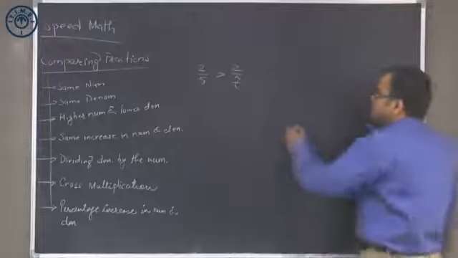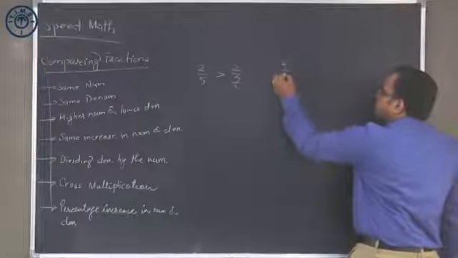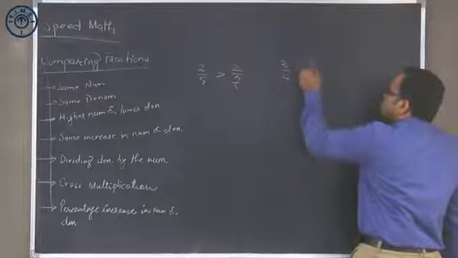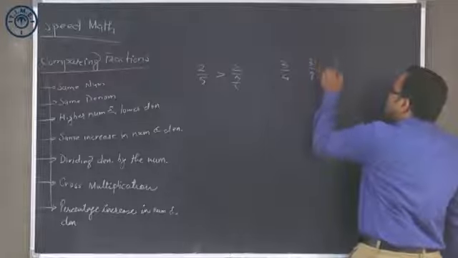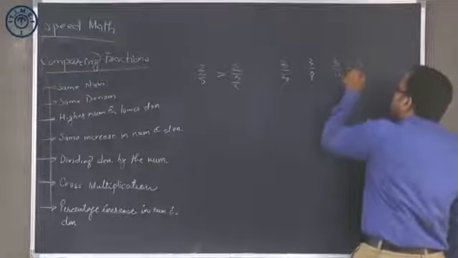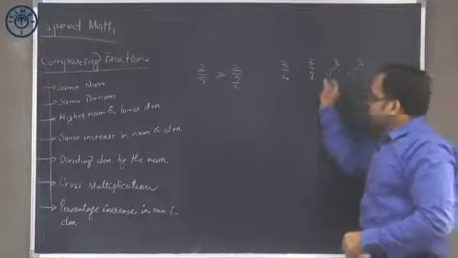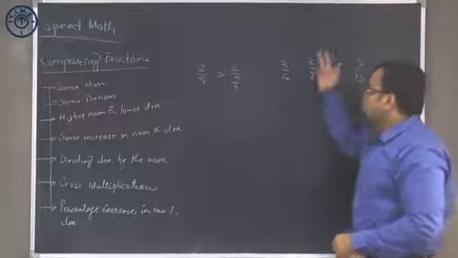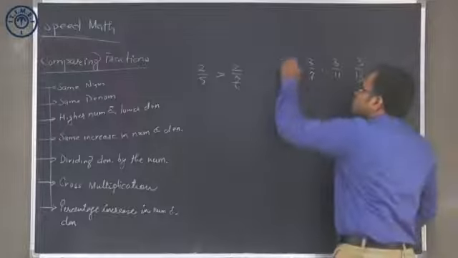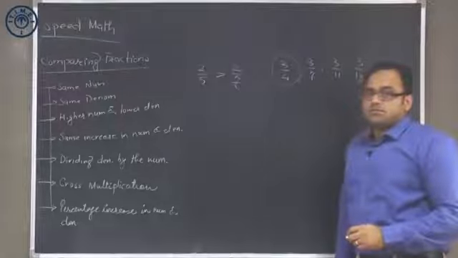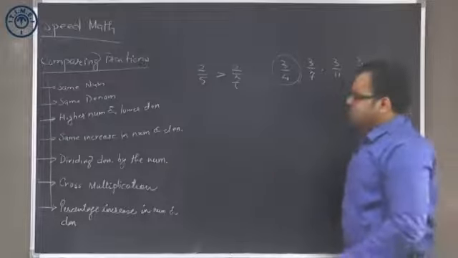Similarly, let us see if I have to compare 3 upon 4, 3 upon 7, 3 upon 11, 3 upon 13. Out of these 4 numbers, whichever number has the least denominator will be the highest. So over here 3 upon 4 will be the highest number. So that's a very simple thing.